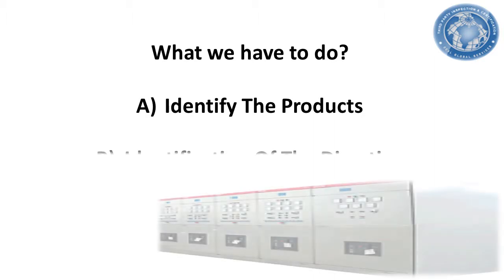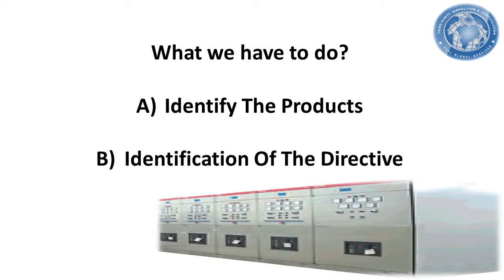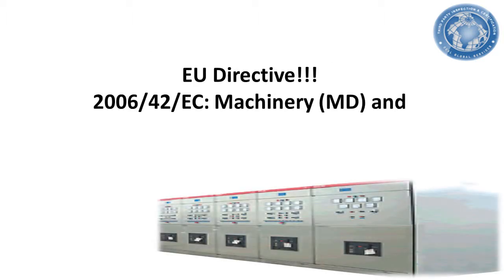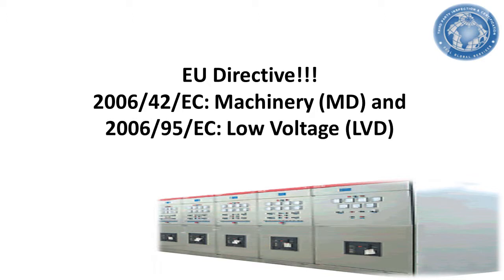Next step is very important, that is identification of the directive based on the intended use of the product and the product technology. In our case, the directive applicable is 2006/42/EC, that is machinery directive, and 2006/95/EC, that is low voltage directive LVD.